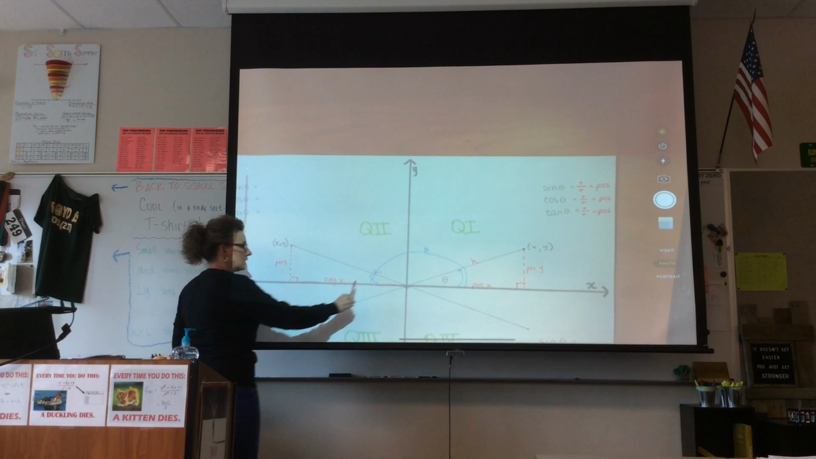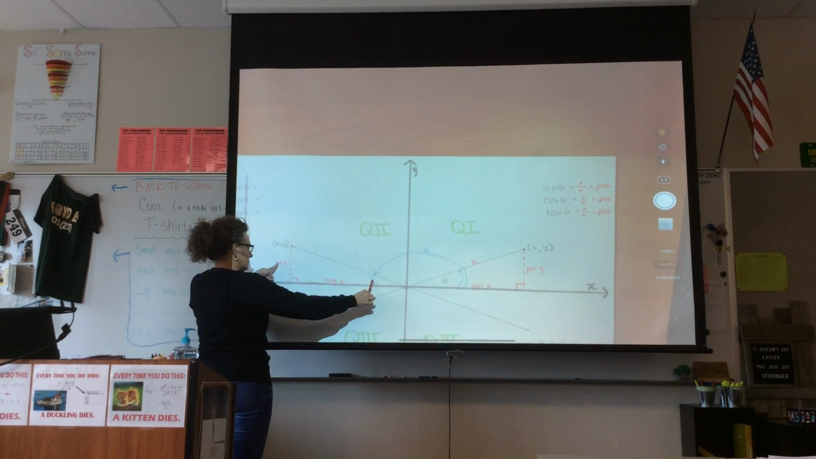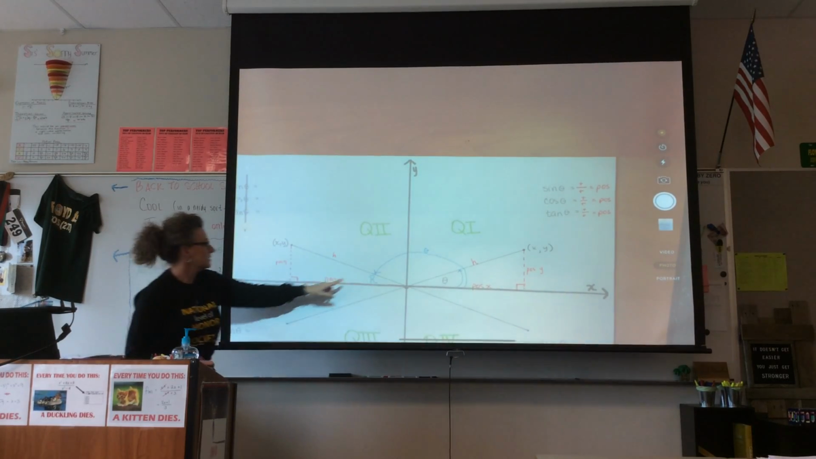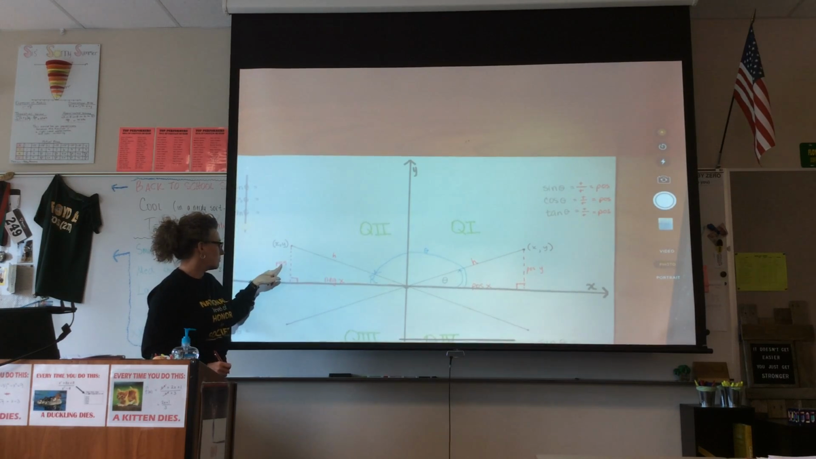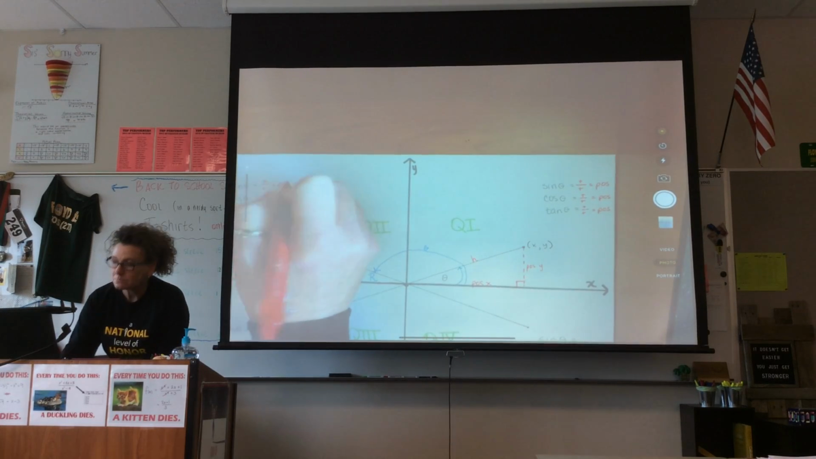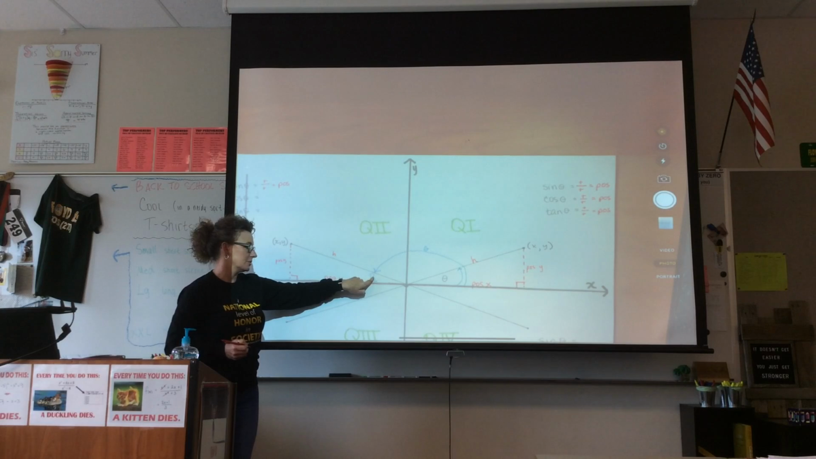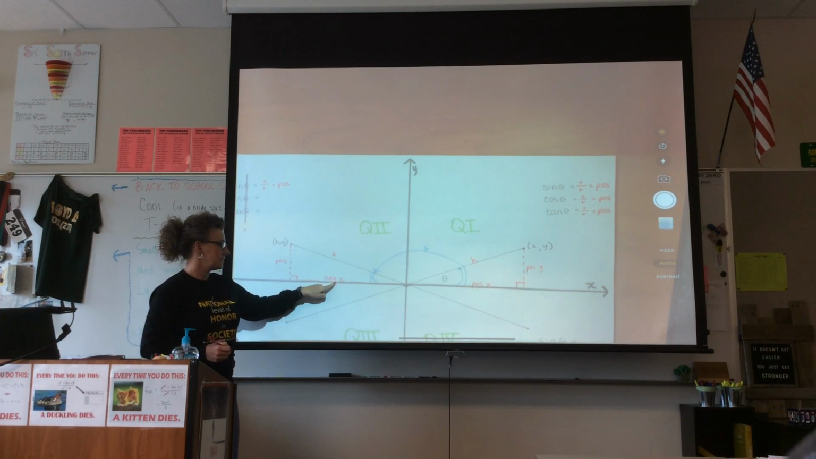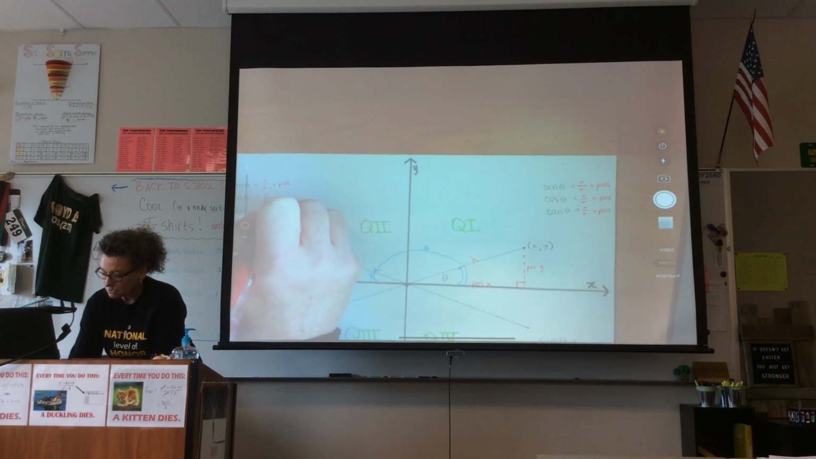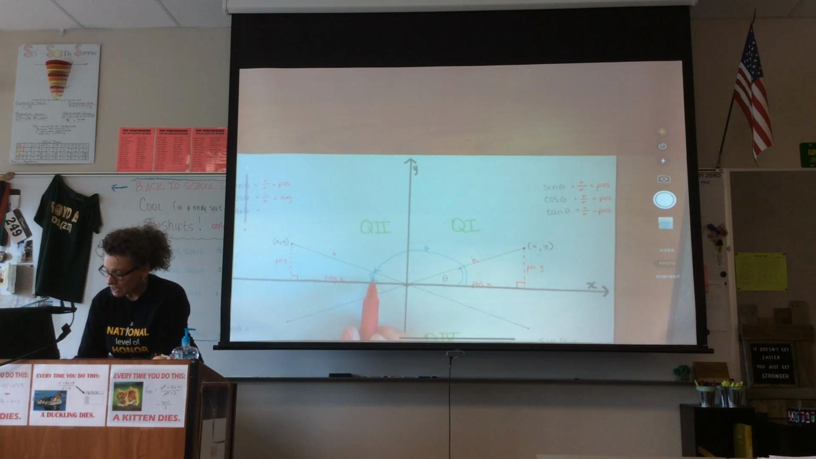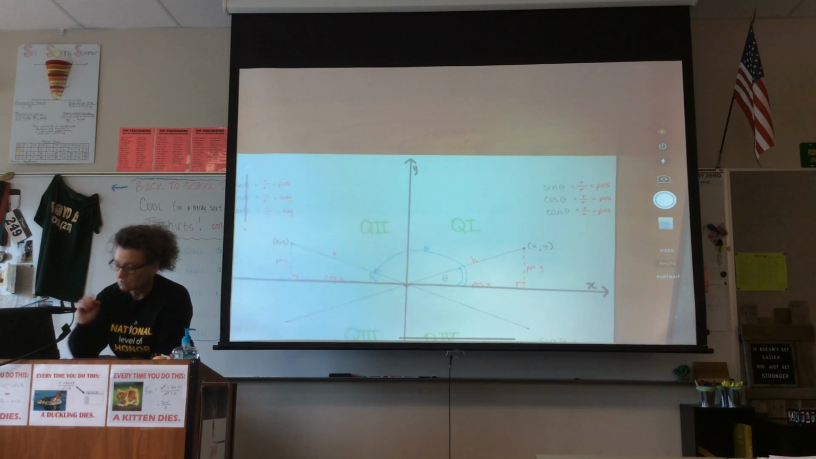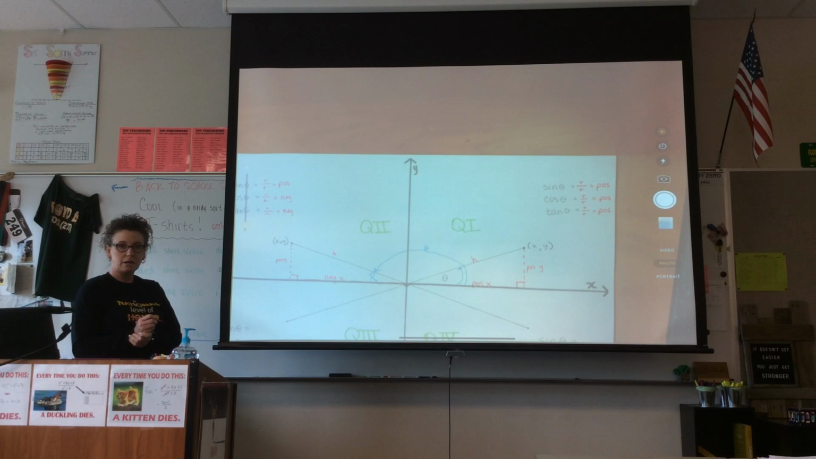Ready? Sine fraction. Opposite. Oh, I forgot to label it. Hypotenuse. Okay, so sine fraction, your eyes are here. Positive, positive. Eyes here. Cosine fraction. Adjacent, hypotenuse. Negative over a positive equals a negative. Tangent fraction, opposite, adjacent. Okay?